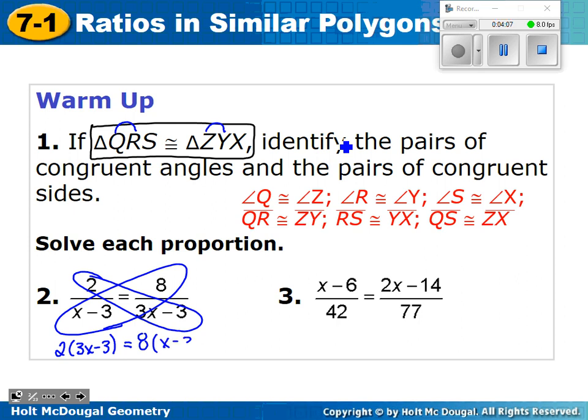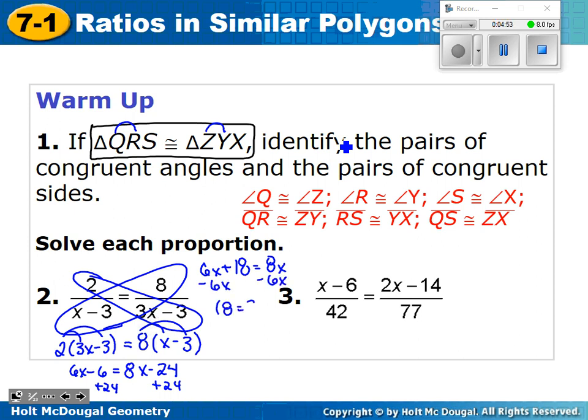So 8 times x minus 3. Notice I put it in parentheses because it is 2 times all of that and 8 times all of that. So what are we going to have to do? Okay, but to do that, we're going to distribute, right? So when I distribute, I get 6x minus 6 equals, distribute, 8x minus 24. So then we want to add 24 to both sides. Okay. So then that's going to give me 6x plus 18, equals 8x. Okay, then we'll subtract the 6x, good, and we get 18 equals 2x. Divide by 2, and what is x? 9. So when it says solve each proportion, it's just saying solve for x.